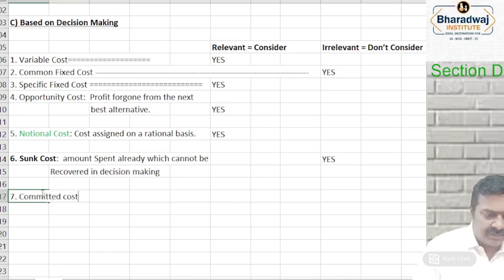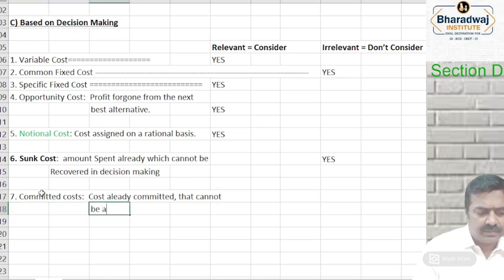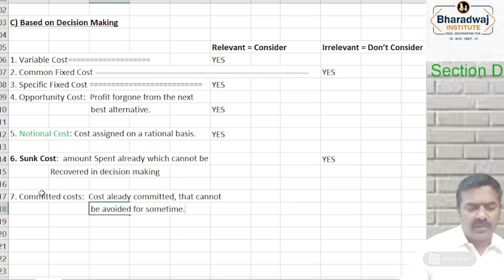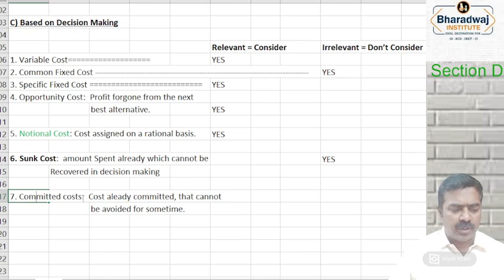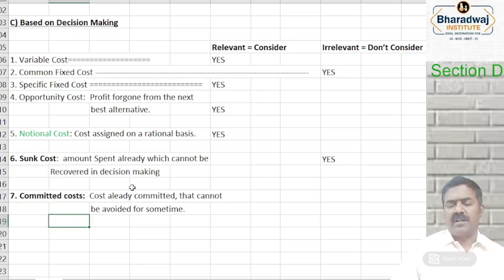Committed cost. Cost already committed, that cannot be avoided for some time. For example, you paid insurance for your shop, insurance for your business, loss of stock, loss of profit, and all.